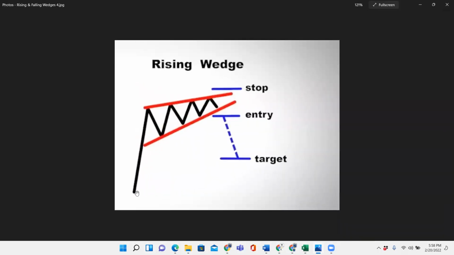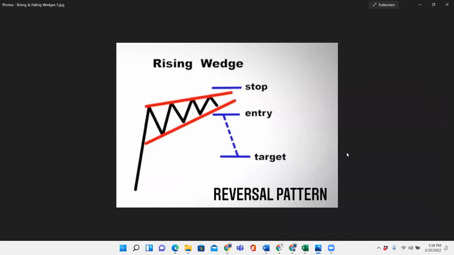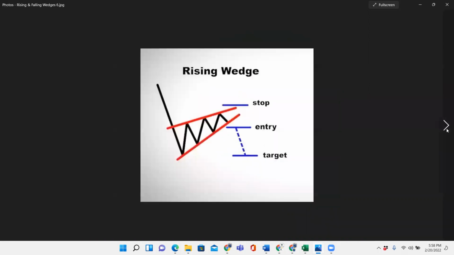So now we have our rising wedge, which comes over here. This is from the uptrend into a rising wedge. We want to enter on the bottom over here. We want to put our stop loss over here. We want to put our target down here. Why? Because this is a reversal pattern. So when you have the uptrend and the rising wedge, you have a reversal pattern indication.